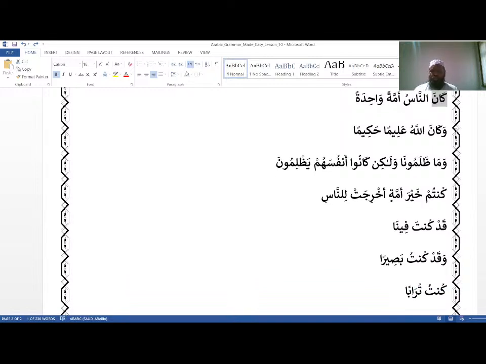Okay, last one. كنت ترابا. In Surah عما يتساءلون, at the end, after Allah has judged everything, the animals, as we know from the hadith, will turn into mud. So the kafir will wish, and he will say, Kuntu turaba. I wish I was mud. So these were the examples from the Quran.